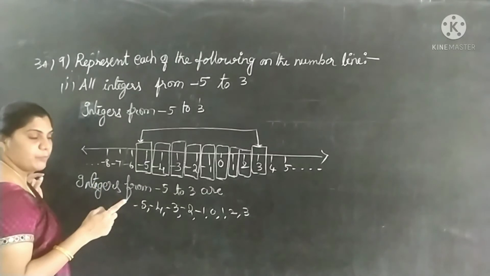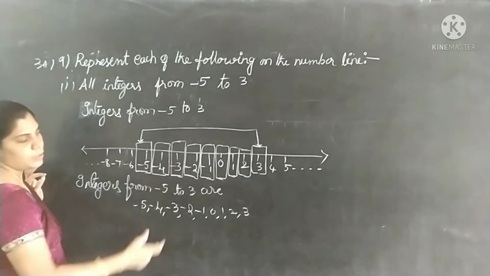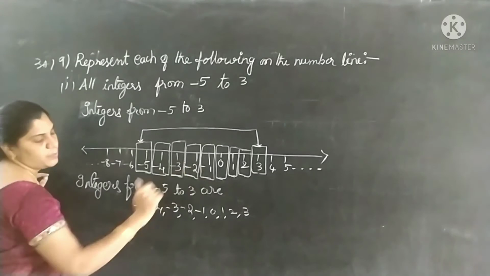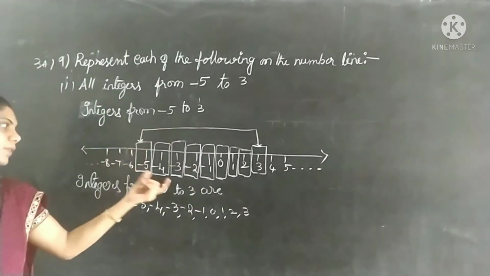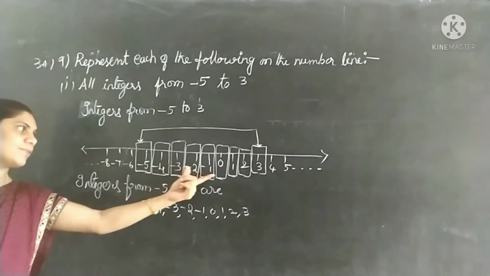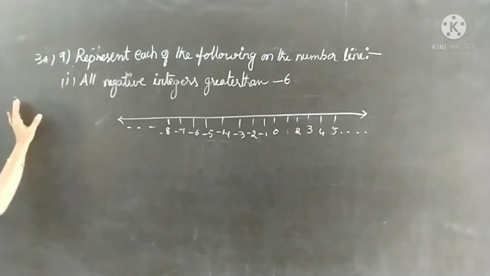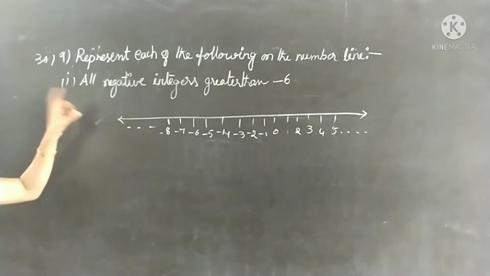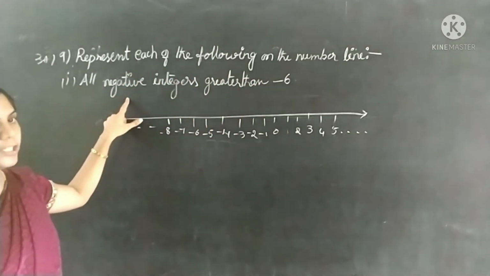If they have mentioned "between numbers", don't write -5 and 3 here. We have to exclude those numbers and write only the numbers in between. Here they have asked you to write all the numbers from -5 to 3, so we have to include -5 and 3 also. Understood? Now the next one.